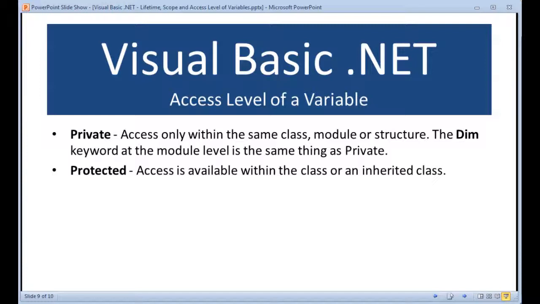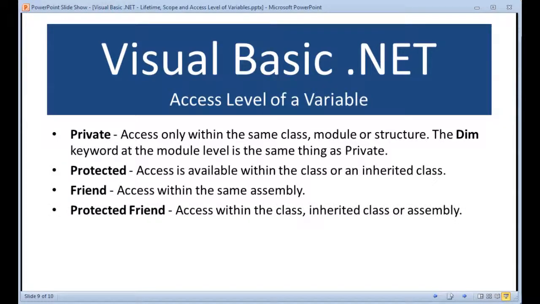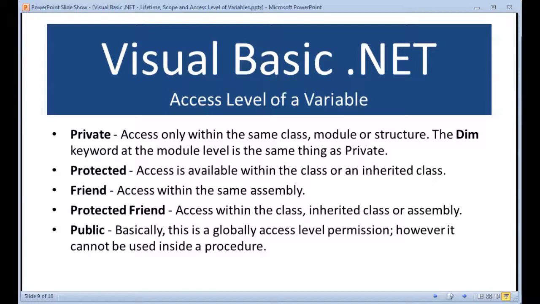Protected is another way to declare a variable, and this access is available within the class or an inherited class from it. And then the friend is accessed within the same assembly, and a protected friend is accessed within the class, the inherited class, or the assembly. And then finally we have the public, which basically is global access level permissions. However, it cannot be used inside a procedure. We have to use that at our class or module level. Within a procedure, it is private, and we normally use the dim keyword for that at that level.